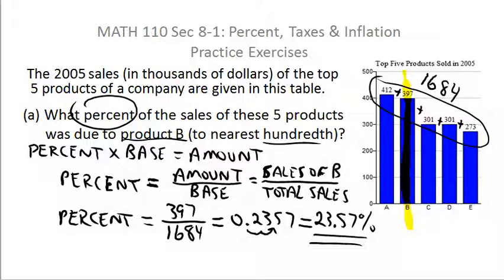So to answer the question, 23.57%, to the nearest hundredth, of the sales of all products were due to product B.